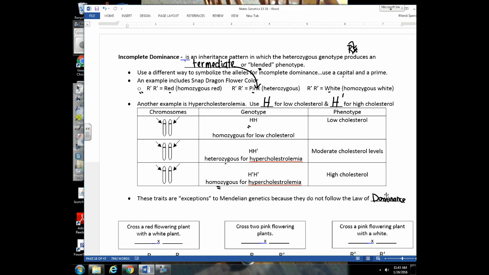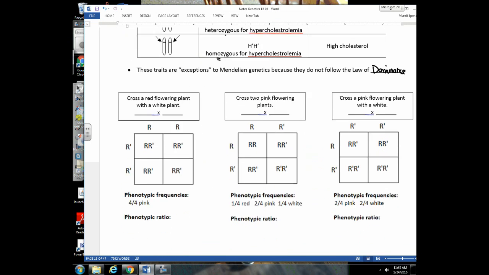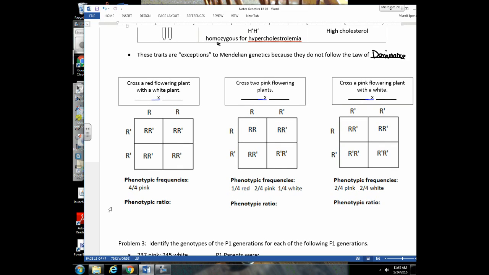Let's take a look at some crosses and some of the different ratios that you need to memorize. It says cross a red flowering plant with a white flowering plant. So I'm going to use R to represent red. This is a red plant. This would be my white plant. There's just two alleles for this trait, an allele for red and an allele for white. Notice there's no allele for pink. There's just two alleles, one for red, one for white. So when we do this Punnett square, we can see that all are going to end up pink.